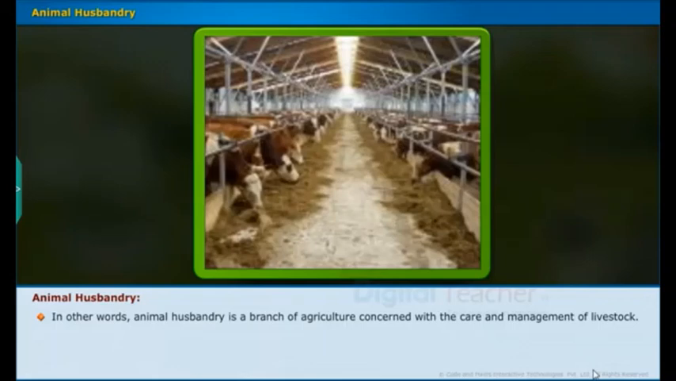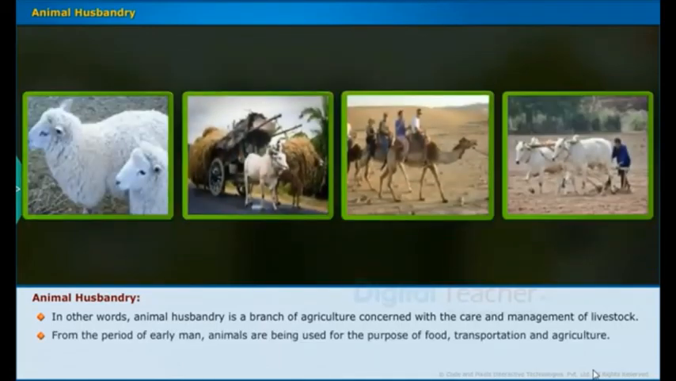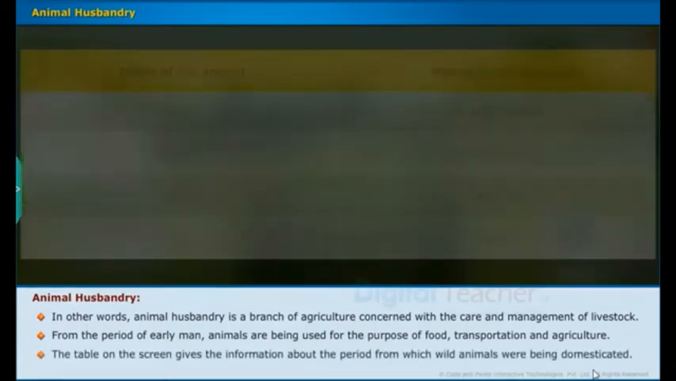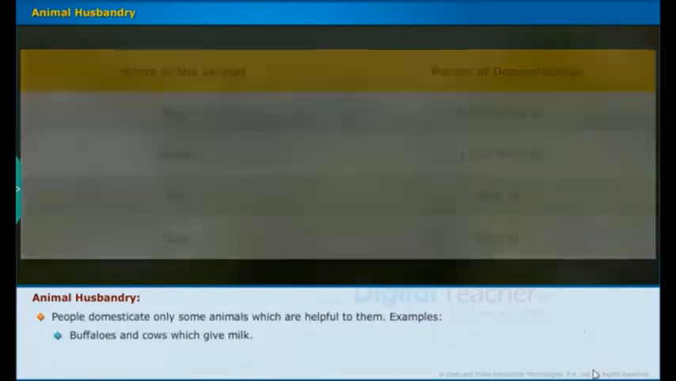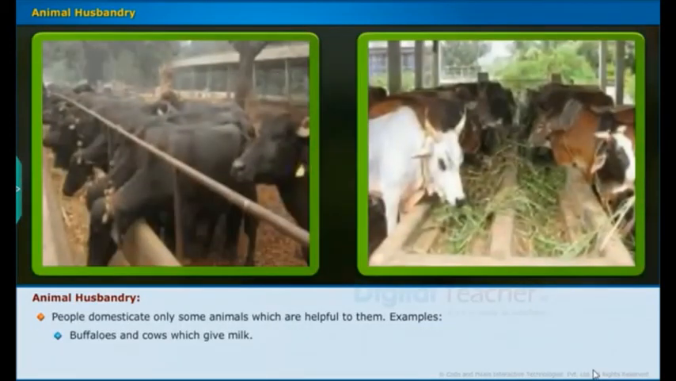In other words, animal husbandry is a branch of agriculture concerned with the care and management of livestock. From the period of early man, animals are being used for the purpose of food, transportation and agriculture. The table on the screen gives the information about the period from which wild animals were being domesticated. People domesticate only some animals which are helpful to them.